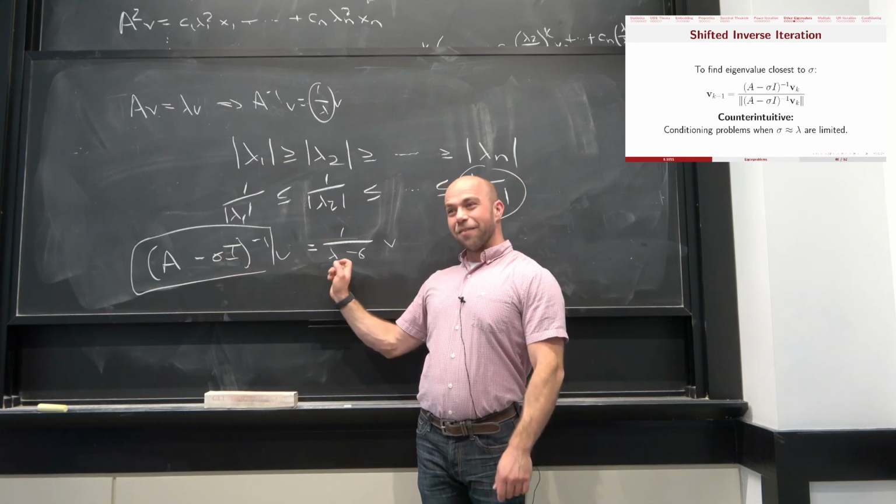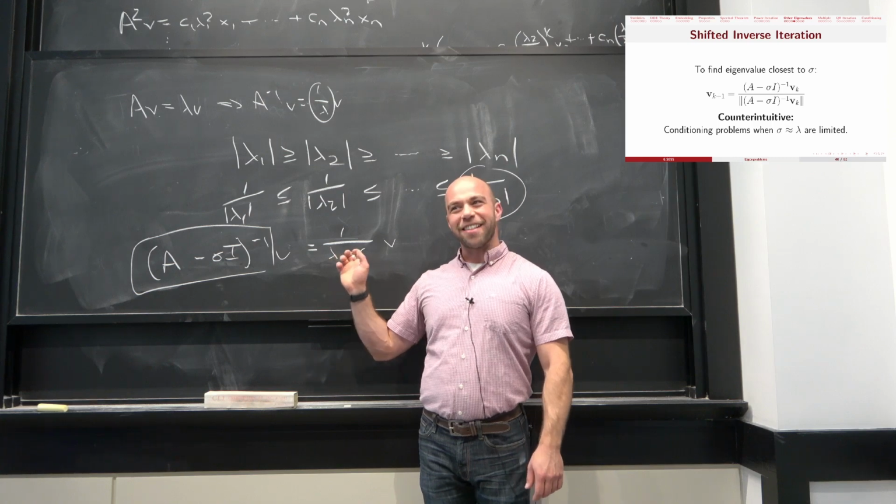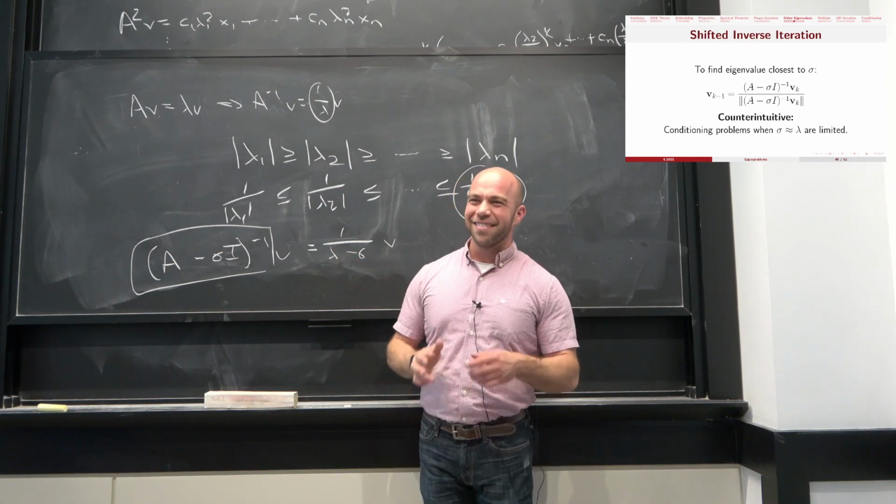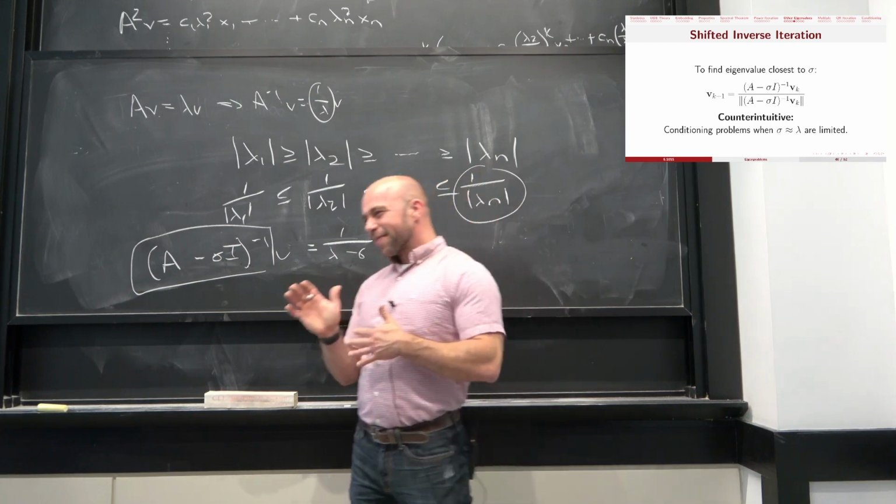The eigenvalue is different, right? The eigenvalue has changed, but the eigenvector is the same. Sneaky, huh? Any other questions?